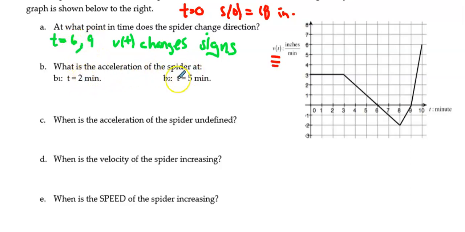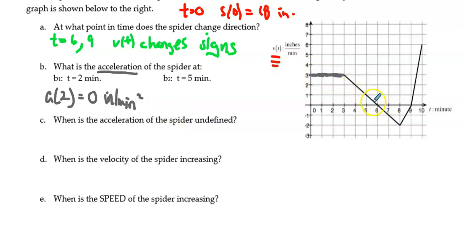What's the acceleration of the spider at time equals 2 and at time equals 5? Well, if you guys look at the problem, remember the acceleration is the derivative of our velocity. It's our rate of change. So our derivative, and it's also our slope, right? That's how we learn. So at time equals 2, our velocity is constant. So the slope of this line is a horizontal line. It's going to be 0. So our acceleration at time equals 2 is going to end up being 0 inches per minute squared. Because again, nothing's changing here.